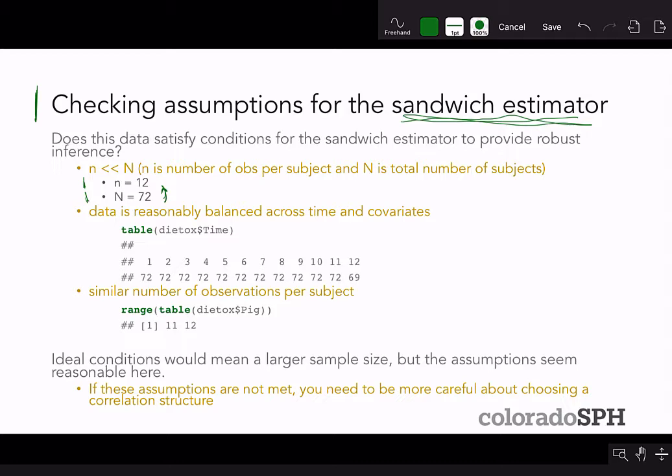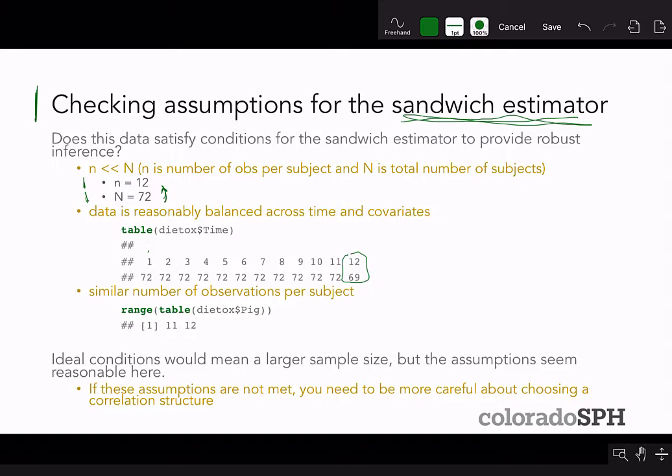But at least that's sort of a reasonable assumption to make here. The second is that data is reasonably balanced across time and covariates. Well, here you can see that at each of the different time points, we have an observation for every single subject except at the very last time point, where we're missing observations for 3 subjects, which indicates that in general the data is reasonably balanced, but you do have a few missing observations at the last time point.